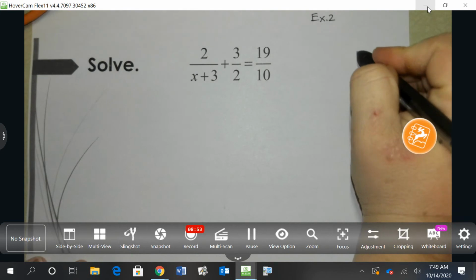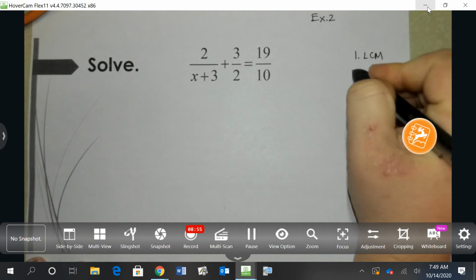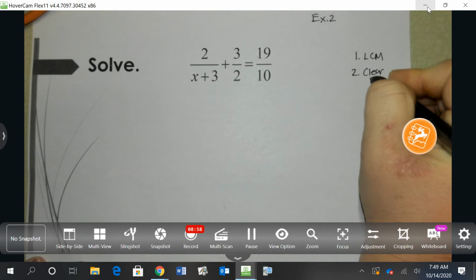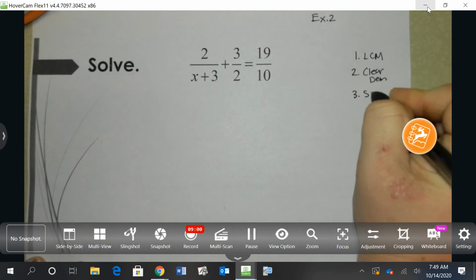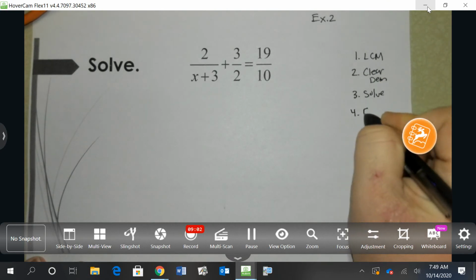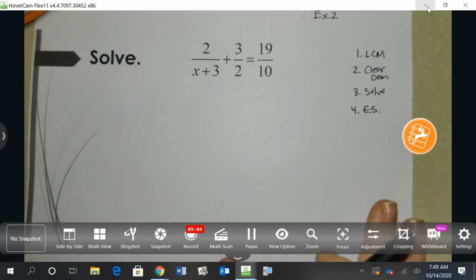Okay, so I'm going to write the steps off to the side. We're going to figure out the LCM. We're going to clear the denominator. We're going to solve, and we're going to check for extraneous solutions.